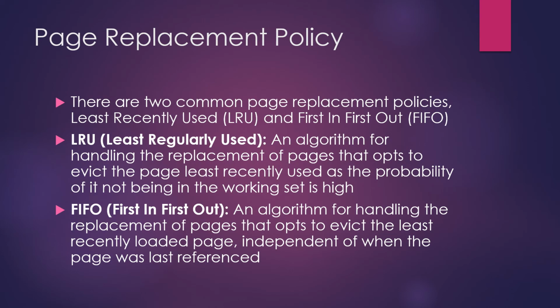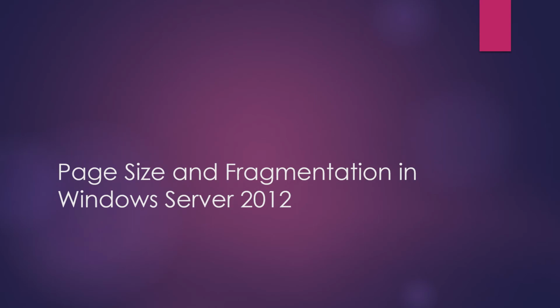This fails spectacularly, though, on programs that require you to loop back to the beginning of the program. So if it has to do 10 things and then go back to the first thing it does, this replacement algorithm will fail spectacularly. First in, first out evicts the least recently loaded page, independent of when that page was last referenced. It's a pretty common one that happens often, but it too has places where it can fail.